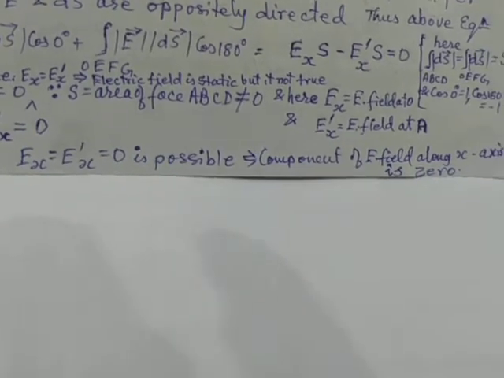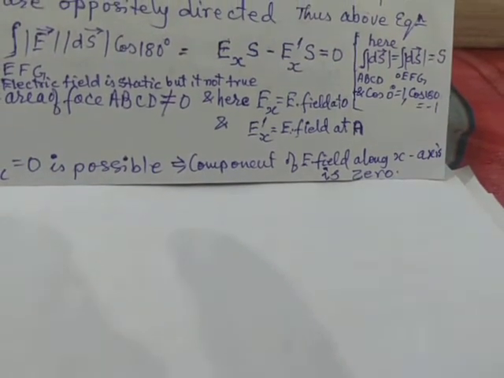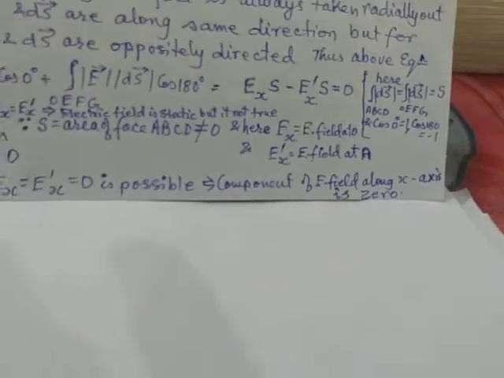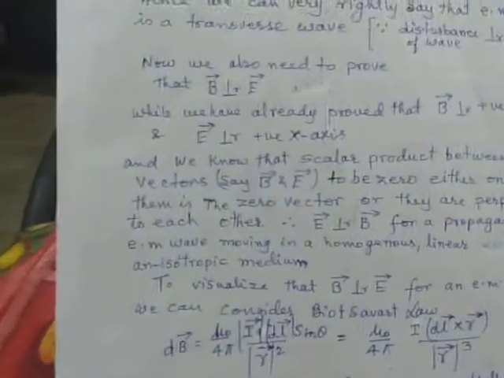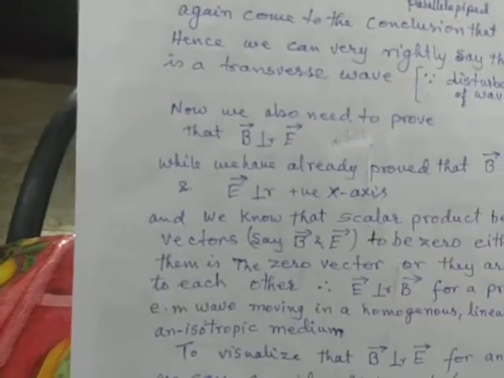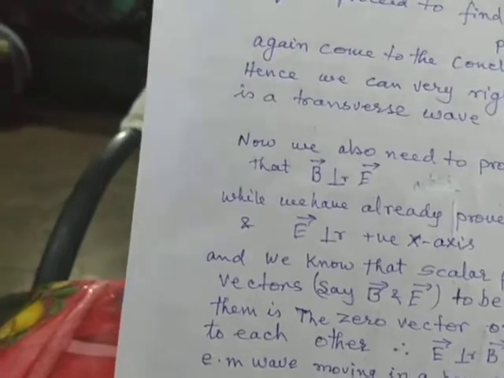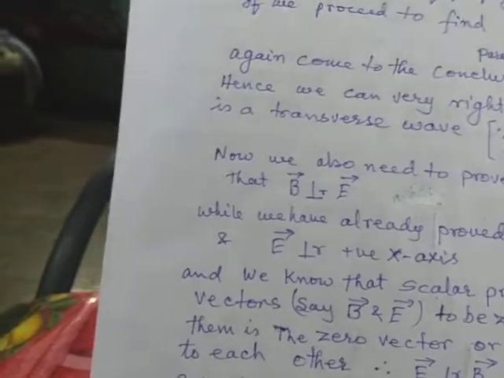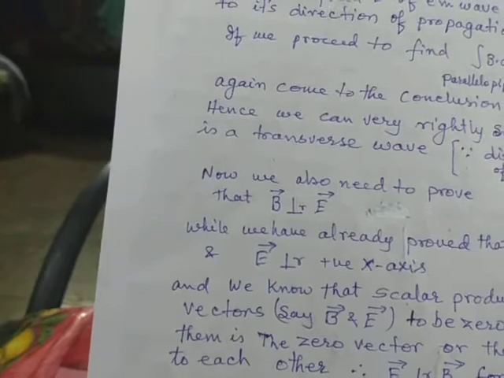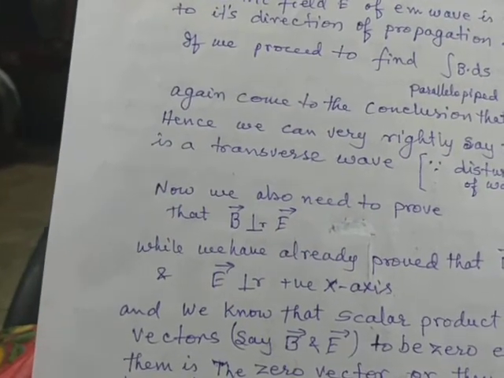And so it implies that component of electric field along x-axis is 0, and in the same fashion, if we proceed, we can prove that component of magnetic field along the x-axis is also 0. So that way it proves that electromagnetic wave is a transverse wave. That means direction of disturbance is perpendicular to the propagation of wave.